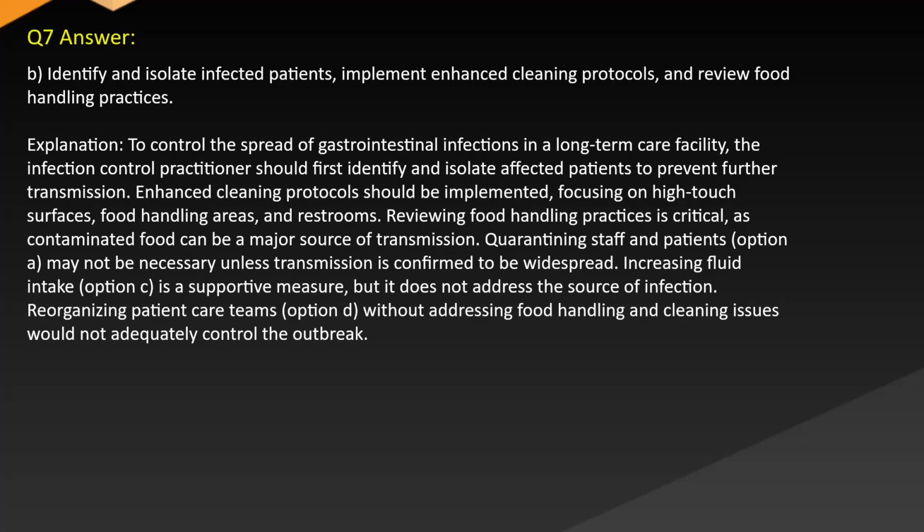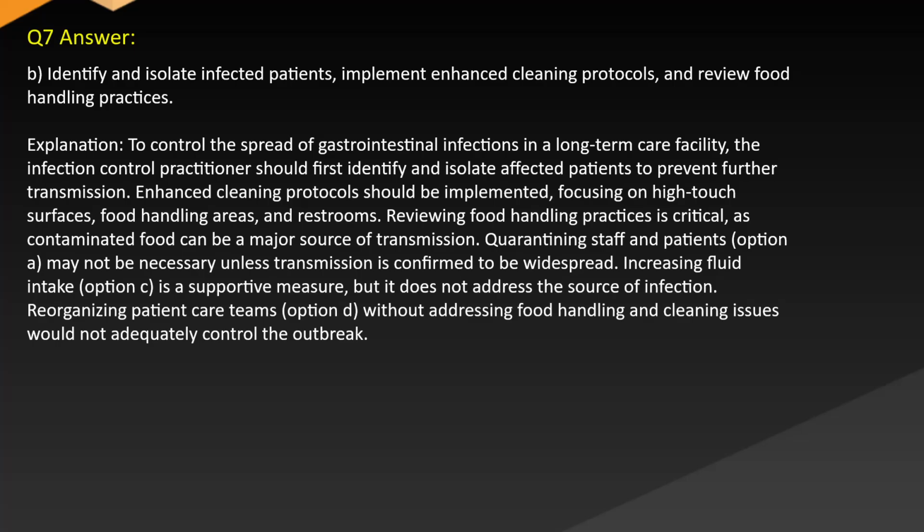Answer: B. Identify and isolate infected patients, implement enhanced cleaning protocols, and review food handling practices. Explanation: To control the spread of gastrointestinal infections in a long-term care facility, the infection control practitioner should first identify and isolate affected patients to prevent further transmission. Enhanced cleaning protocols should be implemented, focusing on high-touch surfaces, food handling areas, and restrooms. Reviewing food handling practices is critical as contaminated food can be a major source of transmission.